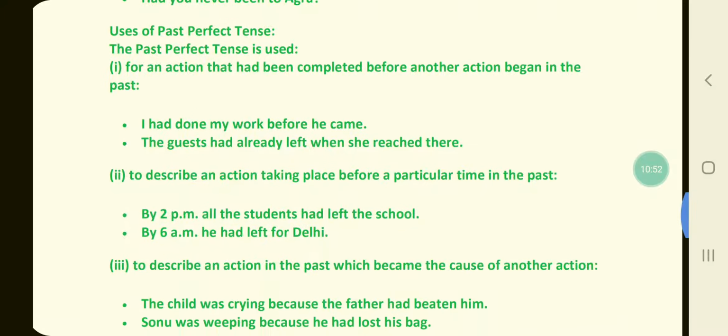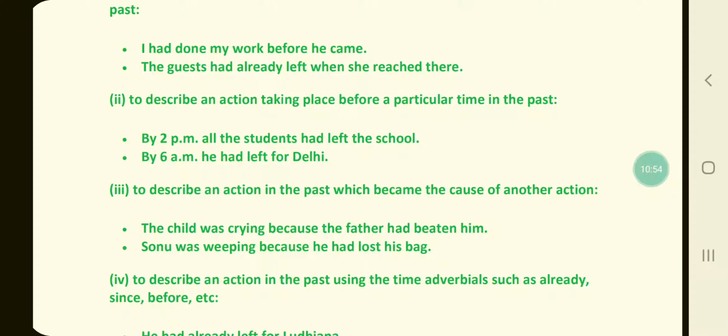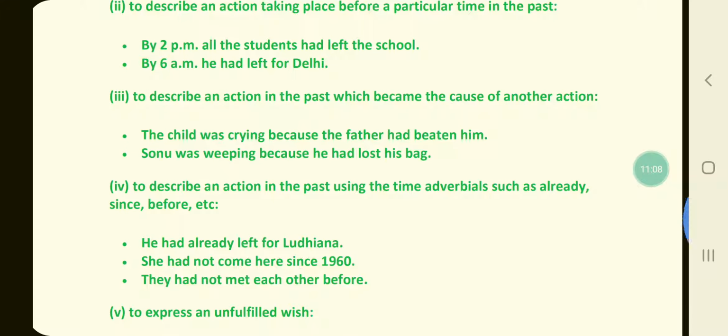Next, to describe an action taking place before a particular time in the past. By 2 p.m. all the students had left the school. Third, to describe an action in the past which became the cause of another action. The child was crying because the father had beaten him.